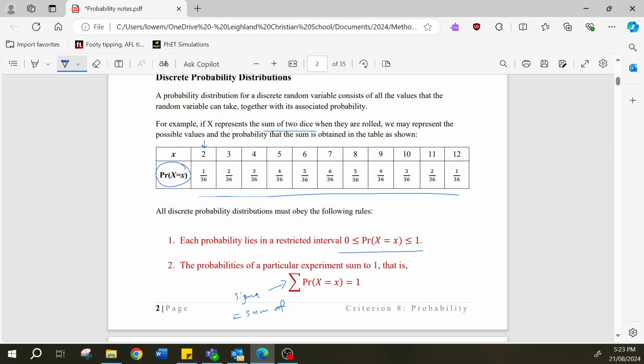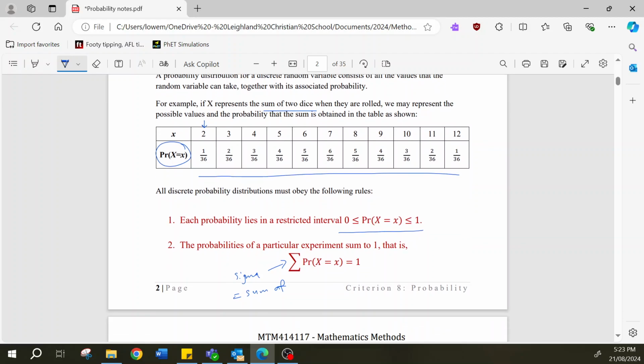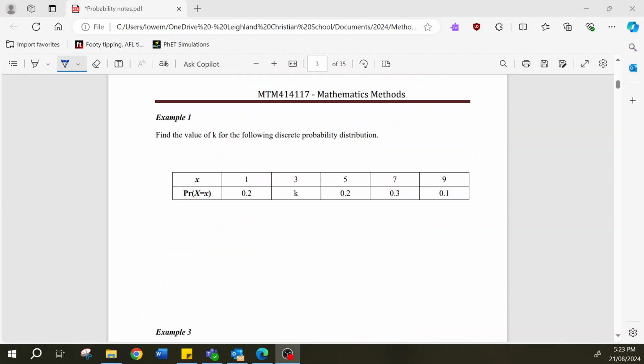So that's that. With that in mind, let's look over the page at the first example. What we want to do is find the value of k, this unknown probability in this case, for the following probability distribution. Fairly straightforward idea.